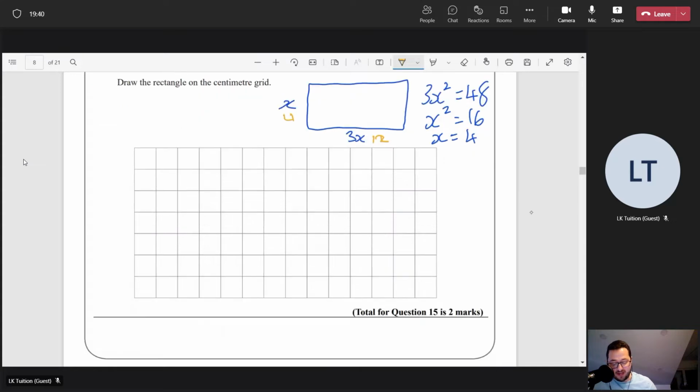So let's just draw that then. Obviously with a ruler, if you can, I've not got one with me. So we want to do 1, 2, 3, 4, 5, 6, 7, 8, 9, 10, 11, 12. And it's going to be 4 up.